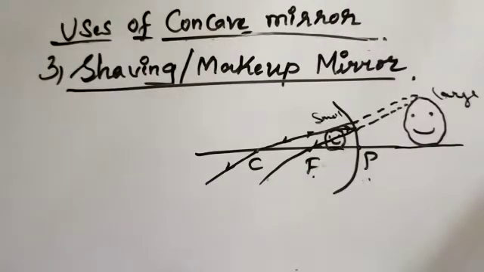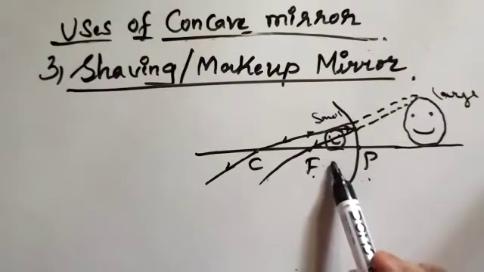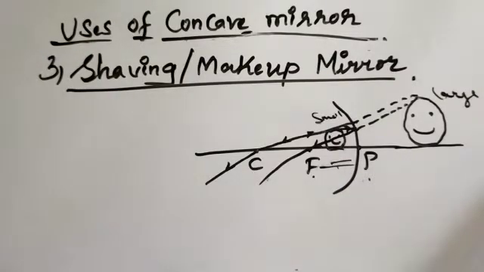If you use a plain mirror, the size of the object does not differ from the size of the image. Whatever the size of the object, the same will be the size of the image in a plain mirror. That is why in the case of a shaving or makeup mirror the concave mirror is used, because even though the object is small, the size of the image will look enlarged. So that is why the concave mirror is used in the makeup mirror.